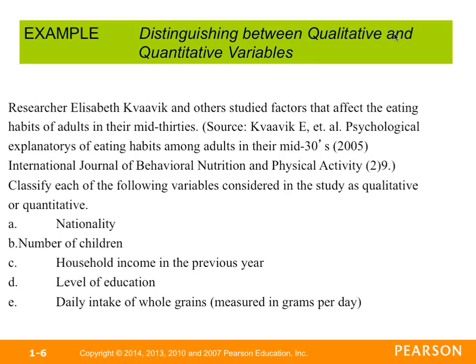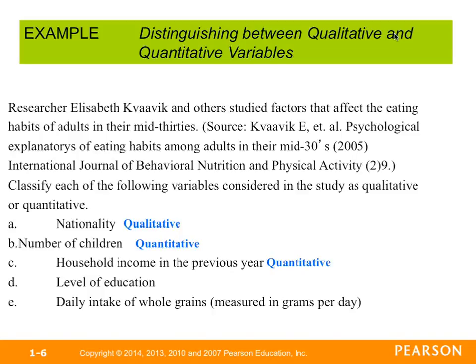So let's distinguish between qualitative and quantitative variables. We have a researcher who studied factors that affect the eating habits of adults in their mid-30s. And we want to classify each of the following variables considered in the study as either qualitative or quantitative. So if we think about nationality, that one's going to be qualitative. It's not a number, all right? It's going to be some kind of word that's going to describe your nationality. So that's going to be qualitative. Number of children, though, that's going to be quantitative because we can count it, okay?